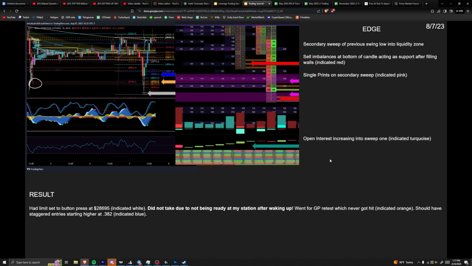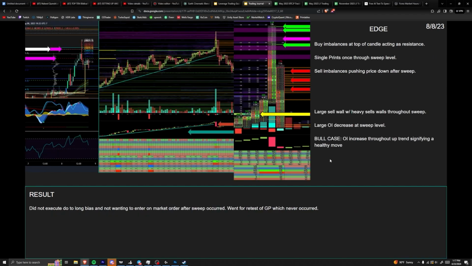All right, so this is how I structure my trading journal. Every page from here on out looks like this. We'll go ahead and just view one more. Again, edge on the right, result down below. The trade I actually took is the picture, and the arrows are marking the confluences or indication tools that I use to actually take the trade.